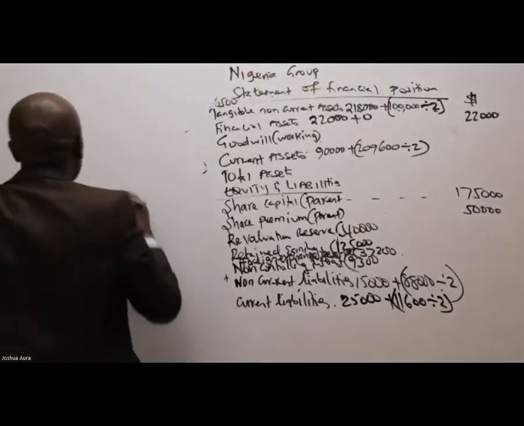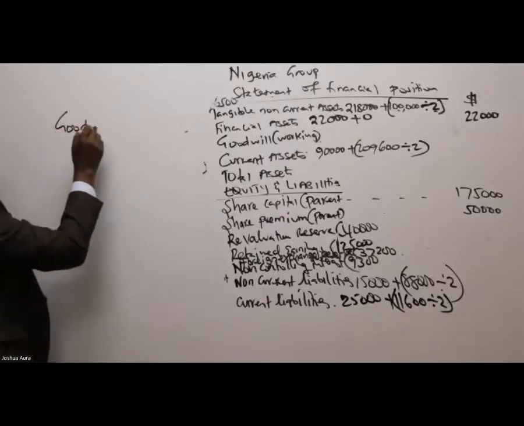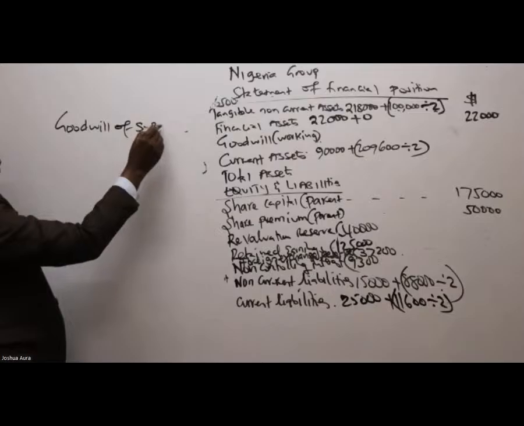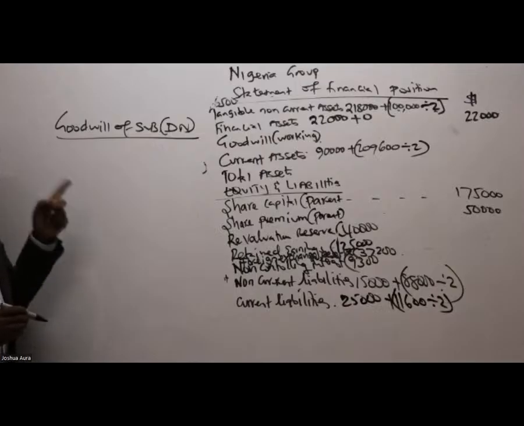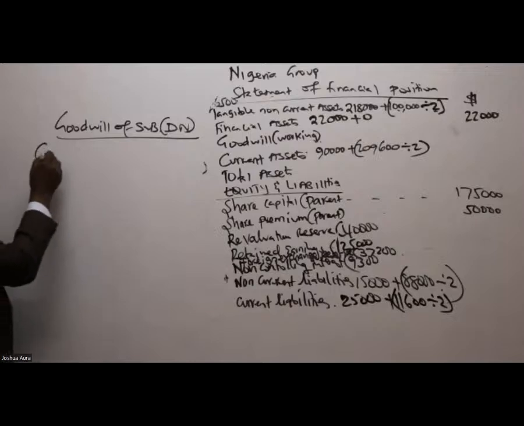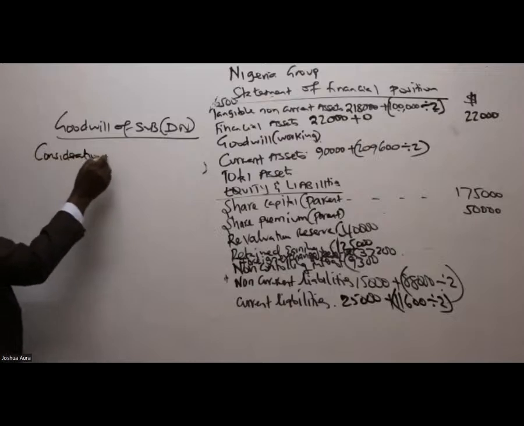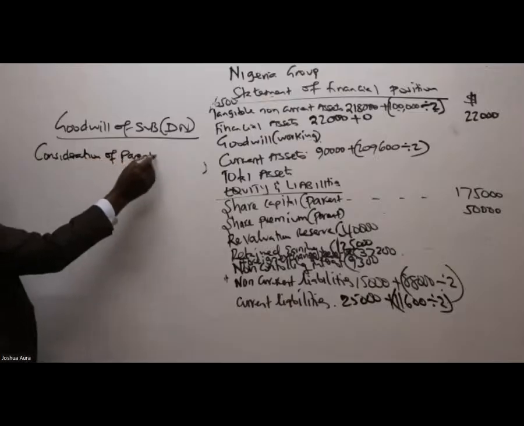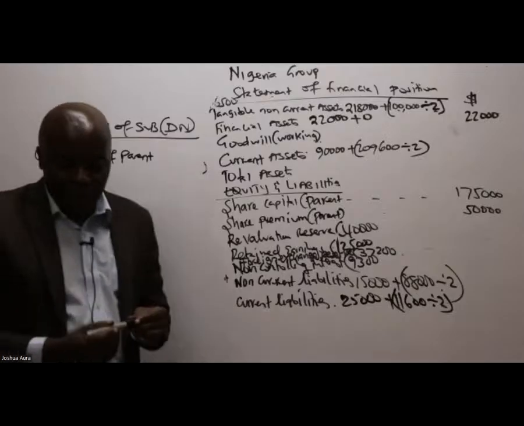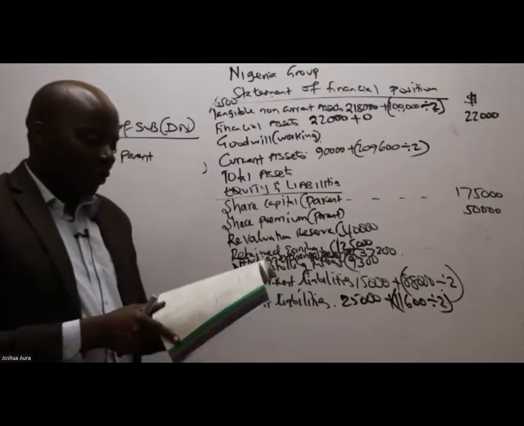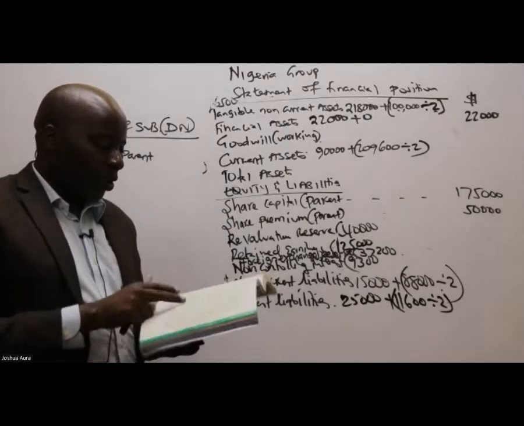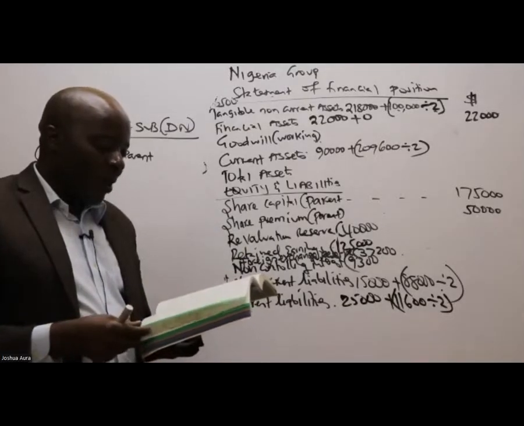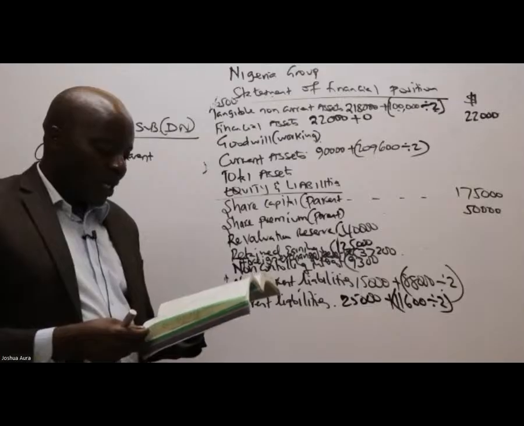Is there somebody who can remind us how we normally calculate goodwill? Remember, this is goodwill of the subsidiary, so we shall use the subsidiary's currency at first, which is the DN, right? In this case, come and give us the consideration of the parent. Have you been given how much? Ladies and gentlemen, how much was given for the parent?